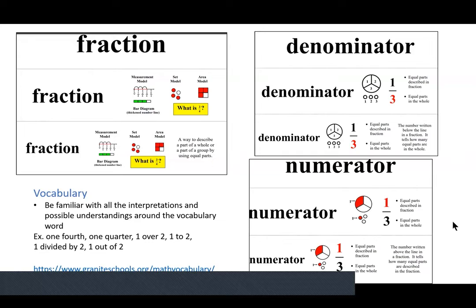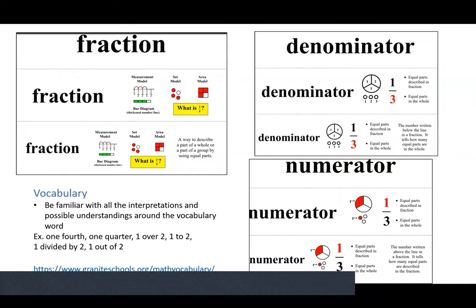So I wrote, be familiar with all the interpretations and possible understandings around the vocabulary word. And that's things like 1/4, 1/4, 1/2, 1/2. You need to be able to understand that there's so many ways to say it. And when we get to grade 6 and we start talking about ratios and 1:2 and unit rates, that line has so many meanings to it.